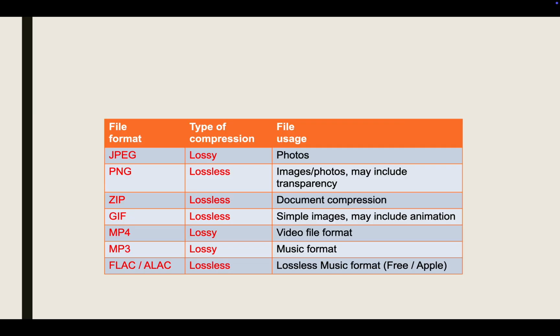Compression file formats. They might ask you what file format would be suitable for a photo, and you might say JPEG. If you looked at 5 different Word documents that need to be compressed, you might use zip. If you're looking at a video file format, you might be looking at MP4. And if you're trying to record sound, you're most likely going to use MP3.